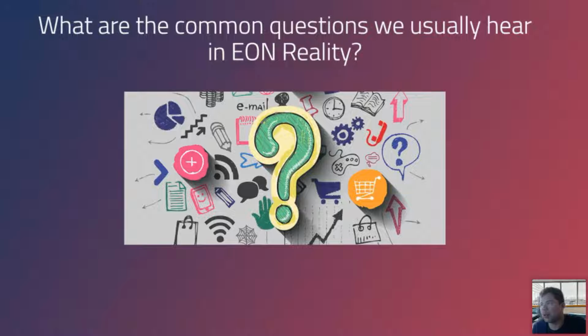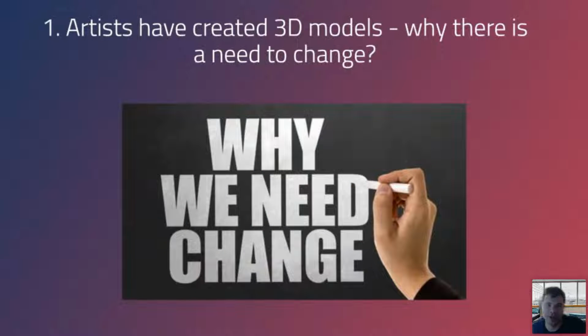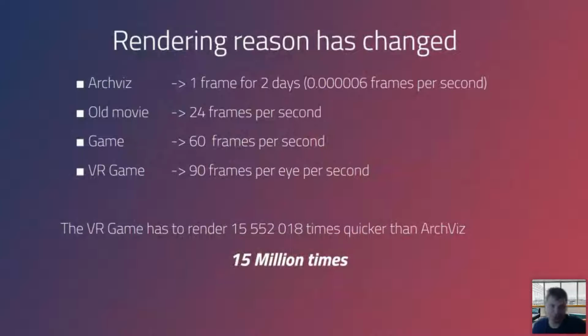So what are the questions that keep coming back regarding the 3D assets? I hear them all the time, and one, of course, is: the models were already created, we bought them, we use them for this, we use them for that, so why do we need to change anything? They work, right? So you need to think a little bit globally and a little bit historically, in a way.